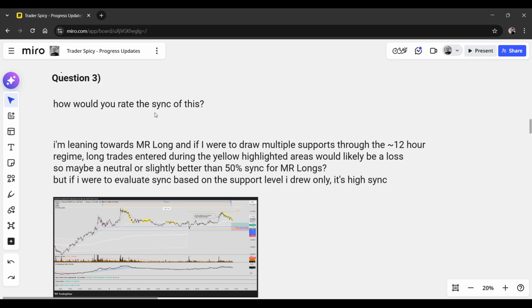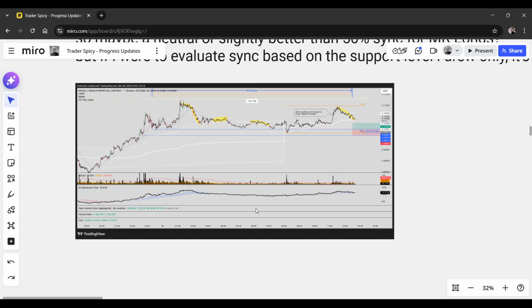How would you rate the sync of this? I'm leaning towards mean reversion long, and if I were to draw multiple supports through the 12-hour regime, long trades entered during the yellow highlighted areas would likely be a loss, so maybe a neutral or slightly better than 50% sync for mean reversion longs. But if I were to evaluate sync based on the support level I drew only, it seems like it's high sync. Okay, let's take a look.